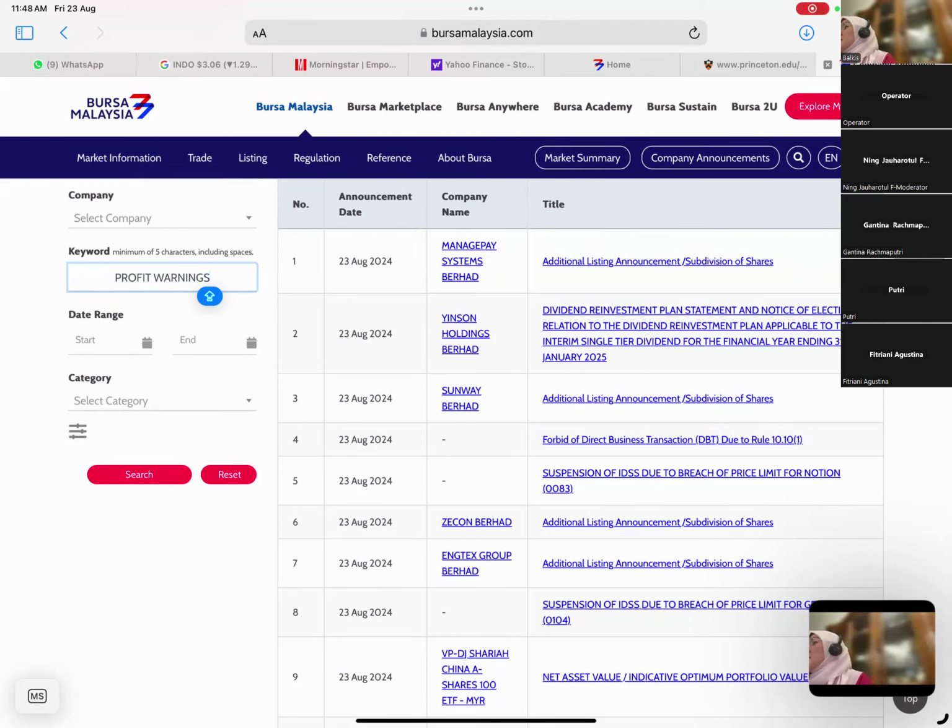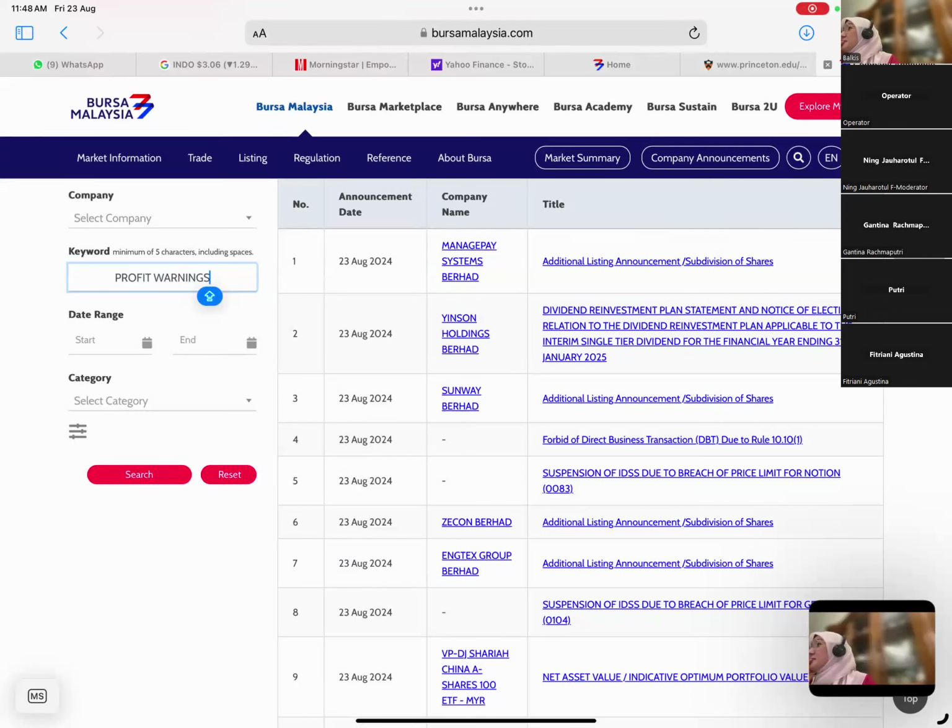Any other question, class? You can ask how to collect finance data, economic data that you would like to do for your thesis, or perhaps you would like to do for your PhD. Any question? Jangan malu-malu.